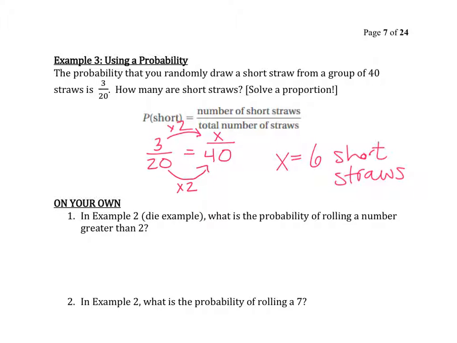Now, if you're not comfortable using similar fractions, we could also do the cross product to find our missing value in our proportion. So if we multiply the 2 cross values, 20x would have to be equal to 120. To solve for x, since it's multiplication, we're going to divide both sides by 20, and we would still end up that x is equal to 6 short straws.